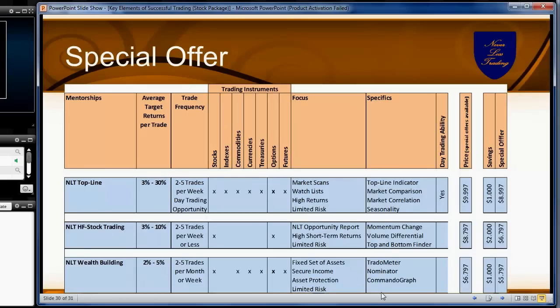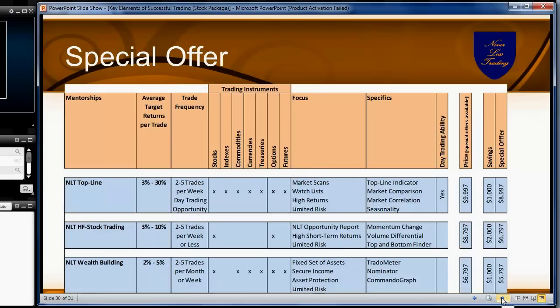And you see here the asset classes that are touched. Here we look at stocks only at the HF program. At the top line, we look through all categories and give you trades. It even has the ability to day trade. So that has a day trading program included in it. And if you look at building wealth with very secure trades, then that is the best program for you to run. Let's look at how that all comes together and looks on the screen.